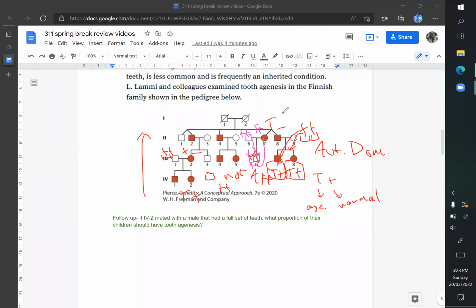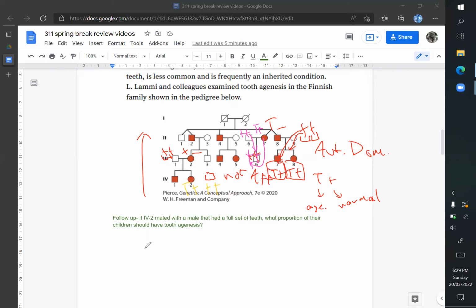So, back to the question. We know that, I'm going to switch it up one more time with the colors, I'm sorry. So we have Tt, and I'm just going to erase it instead of harming your eyeballs. So this individual is going to be Tt, and this one we have established is tt. So what proportion of their children should have tooth agenesis?